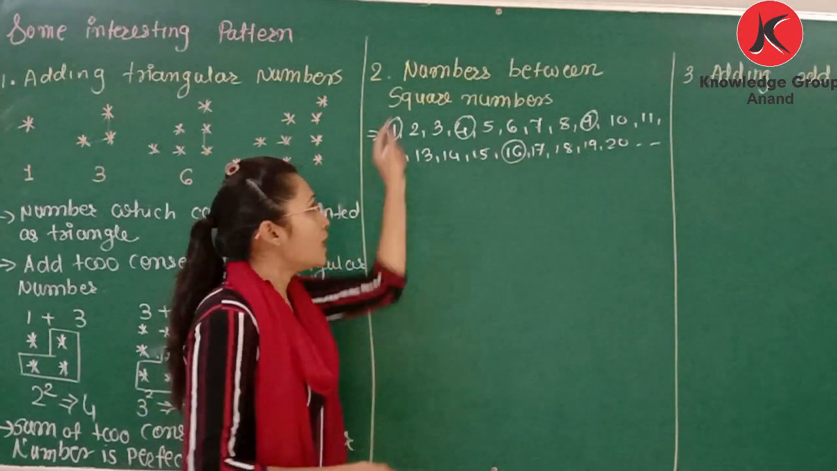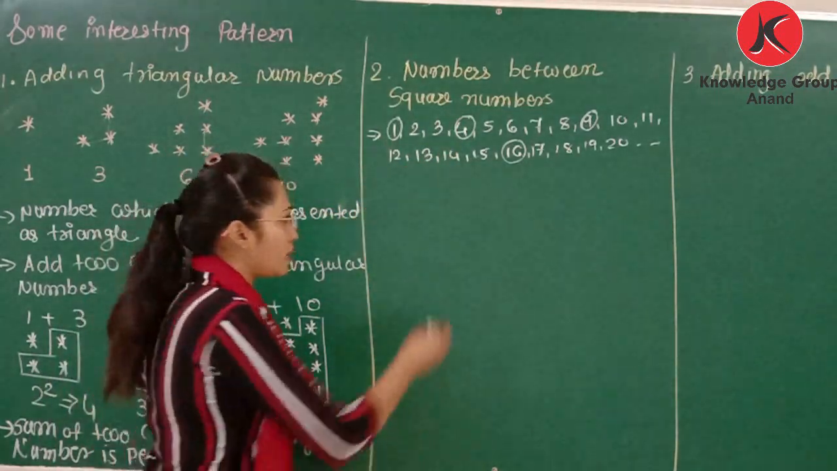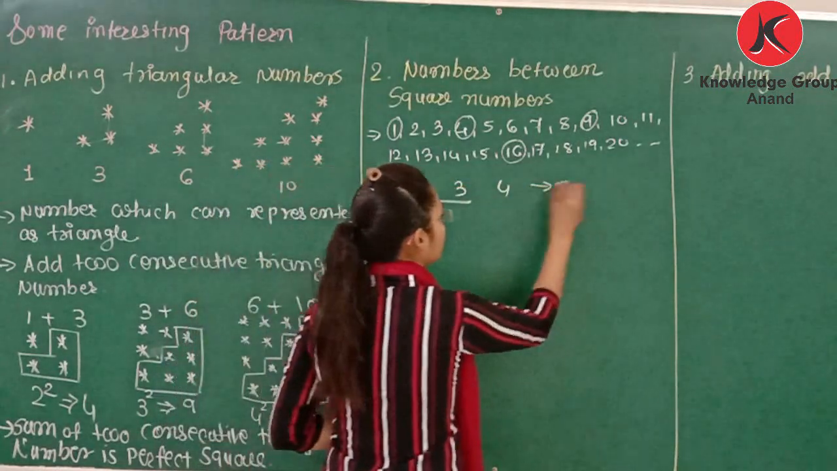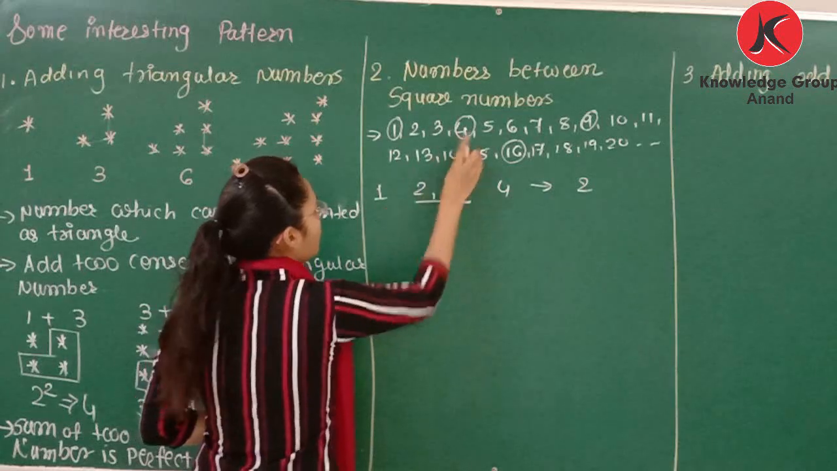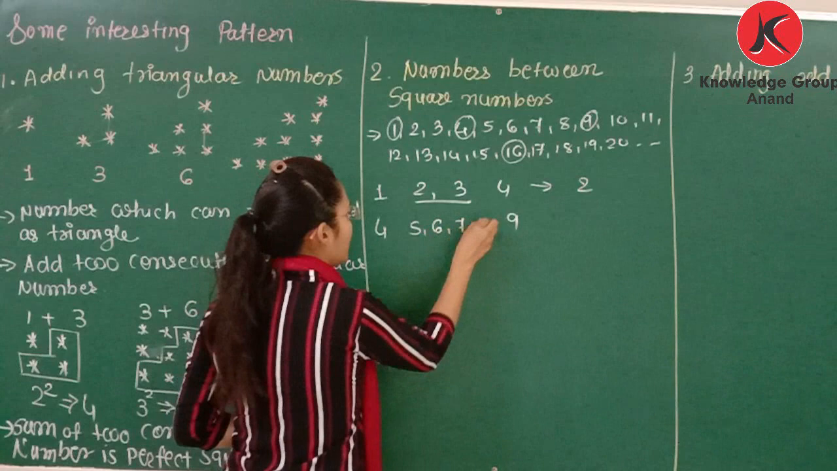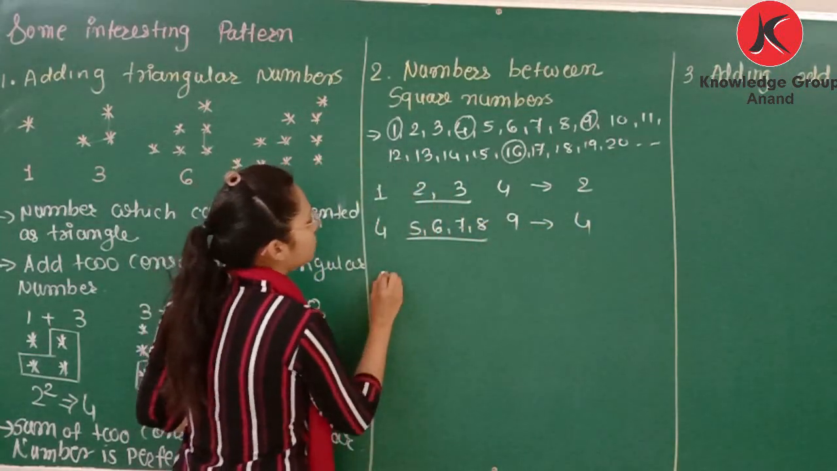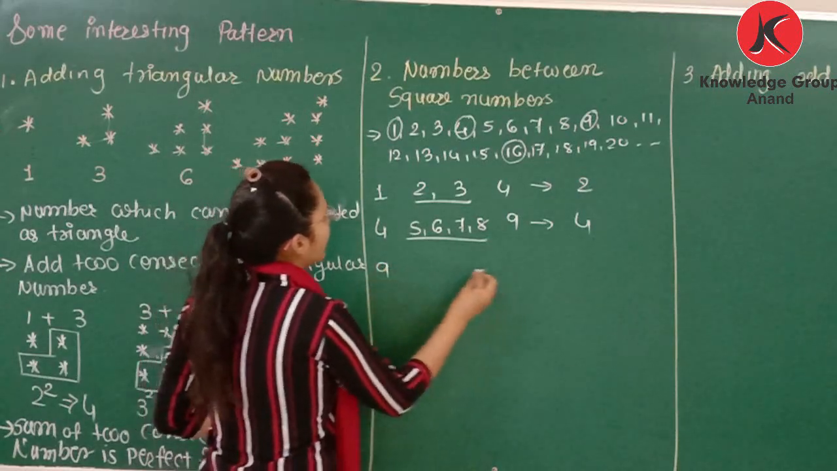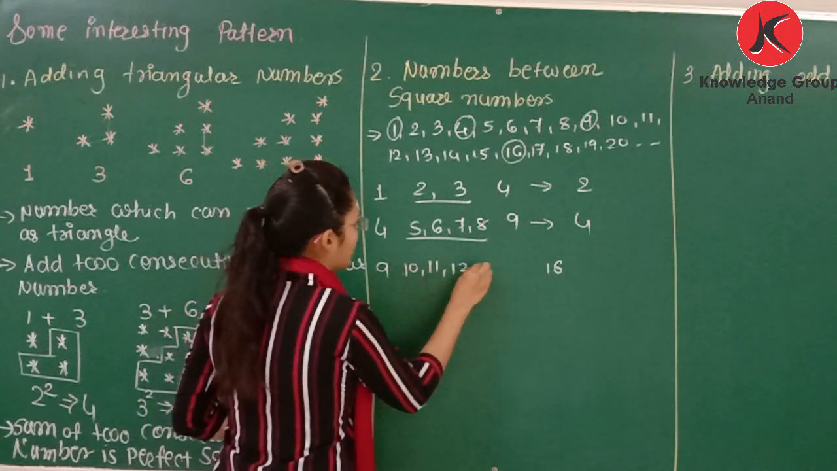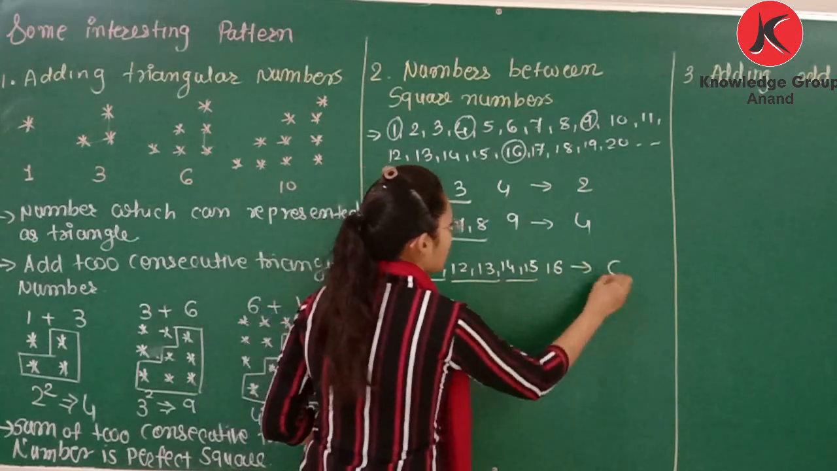You need to find numbers between square numbers. So here, between 1 and 4, how many numbers are there? You can say 2 numbers. Between 4 and 9, how many numbers? 5, 6, 7, 8. 4 numbers. Between 9 and 16: 10, 11, 12, 13, 14, 15. So you can say 6 numbers.